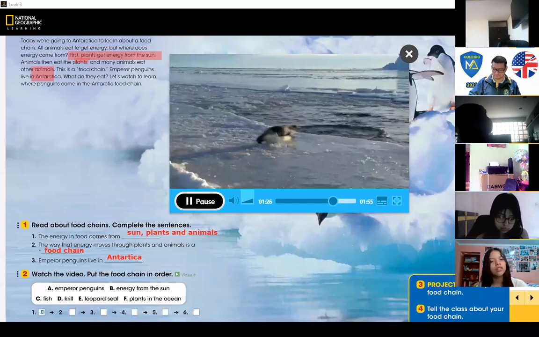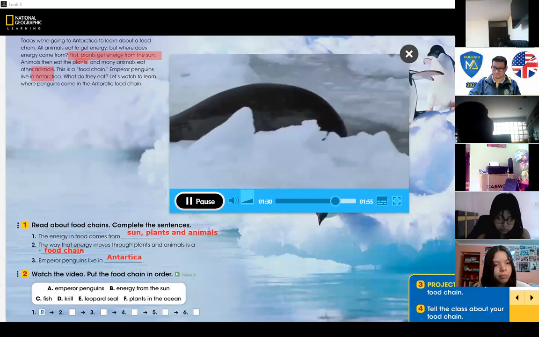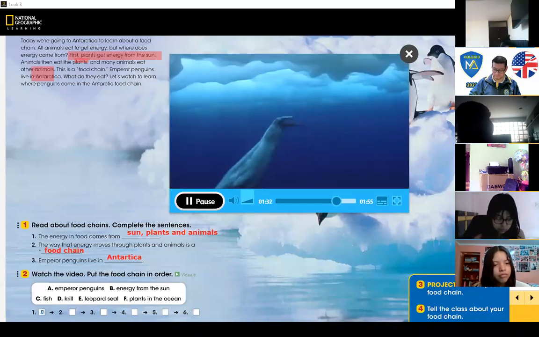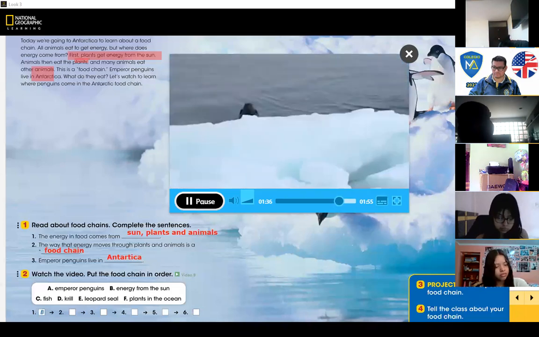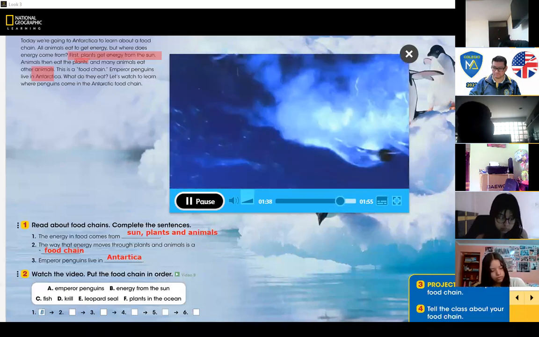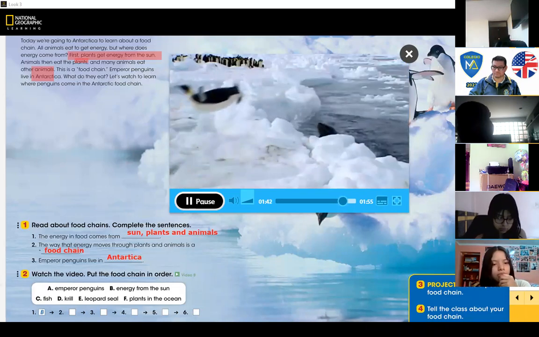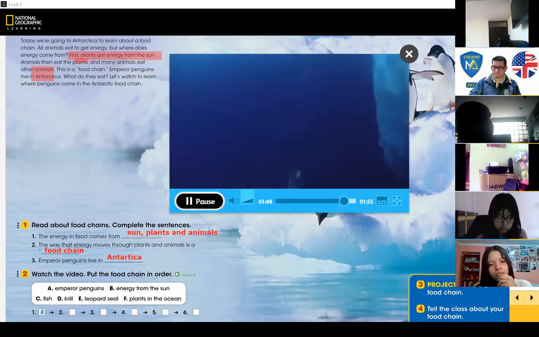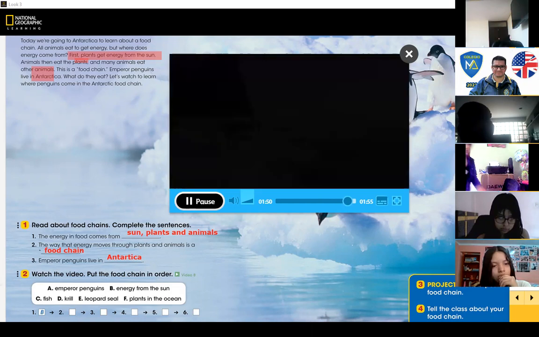But there are animals that eat penguins too. Here comes a leopard seal. The leopard seal is one of the only animals that eat penguins. What are the penguins doing? They're jumping out of the water. They don't want the leopard seal to catch them and eat them. Wow, they're very fast.